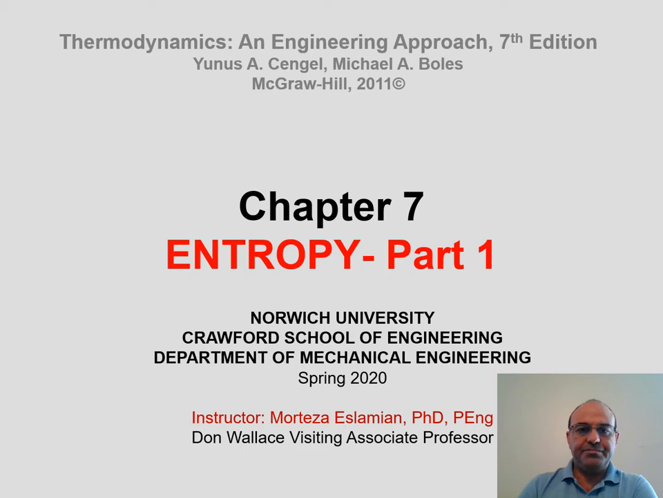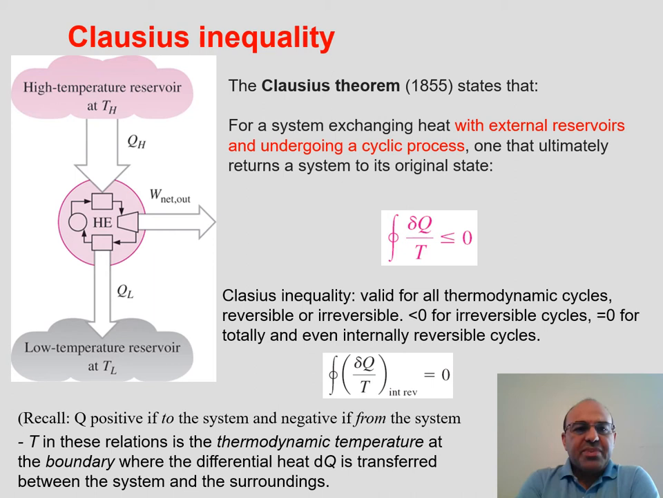So let's start with the Clausius inequality. I trust that you remember the concept of a heat engine from the previous chapter, where we said that, for instance, a system is exchanging heat with two reservoirs: a high temperature reservoir at TH receiving QH, and then part of this heat is converted to net work, and the rest of it is rejected to a low temperature reservoir at TL. So this is what we had in the previous chapter.